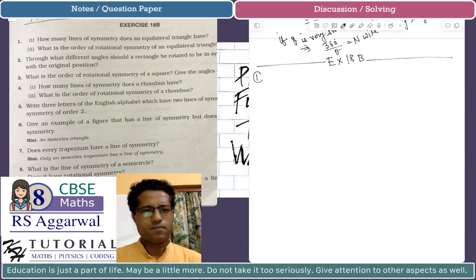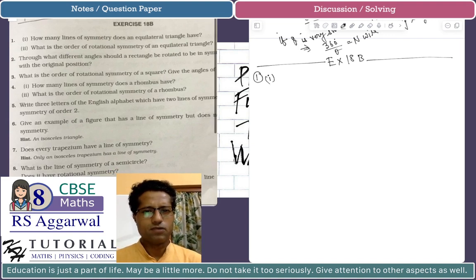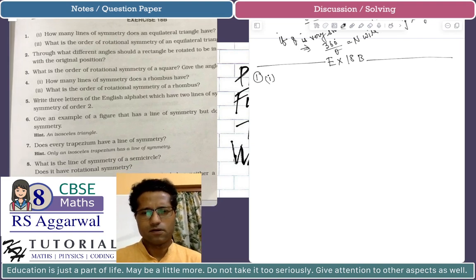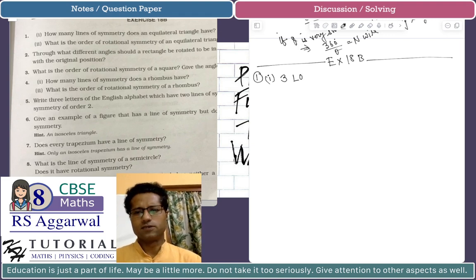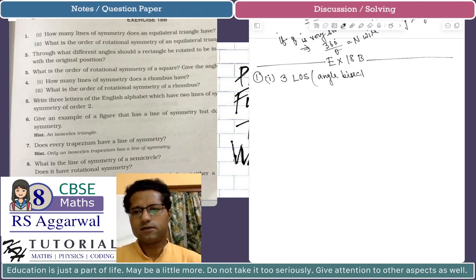Problem number 1, part 1 says, how many lines of symmetry does an equilateral triangle have? Obviously 3. 3 lines of symmetry, I mean, short writing LOS. And these lines of symmetry are angle bisectors of the 3 angles of the equilateral triangle.